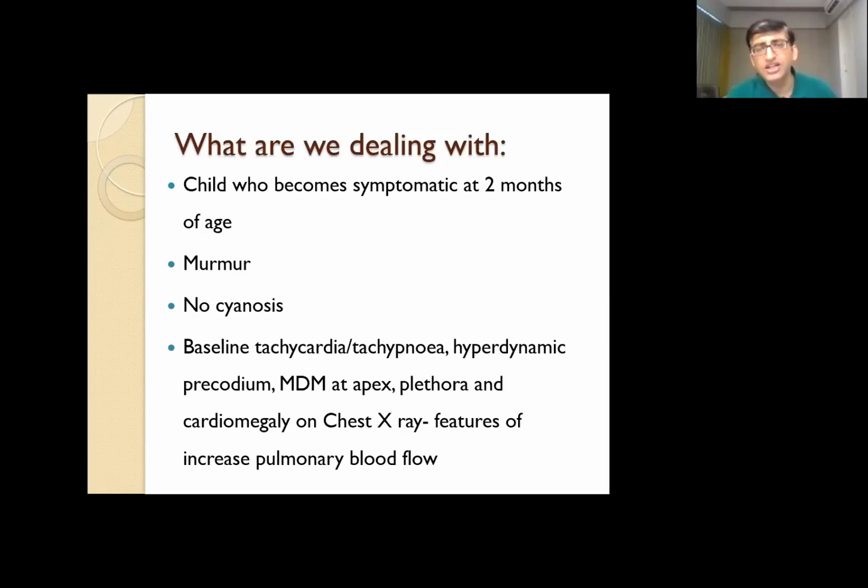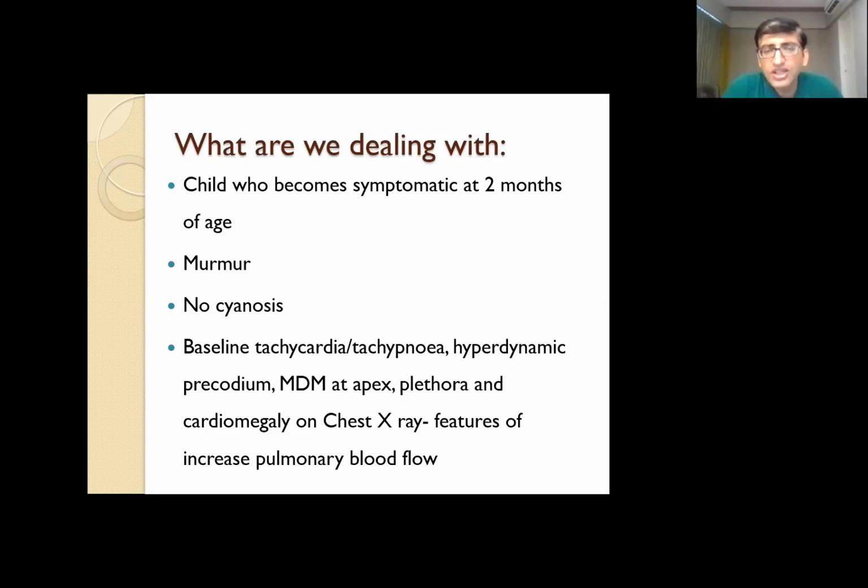So what are we basically dealing with? We are dealing with a symptomatic child presenting at 2 months of age who has a murmur and there is no cyanosis. So we have a clue in the form of murmur, no cyanosis, and there is baseline tachycardia, tachypnea, hyperdynamic precordium, mid-diastolic murmur at the apex, and the chest X-ray showing cardiomegaly with pulmonary plethora. So this subset of symptoms are basically features of increased pulmonary blood flow.